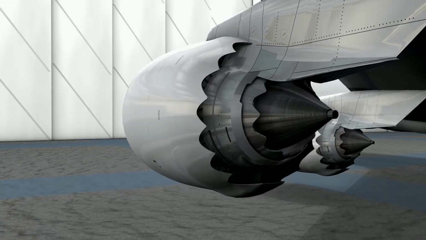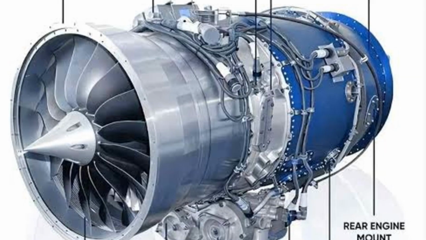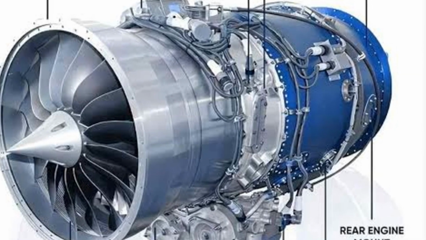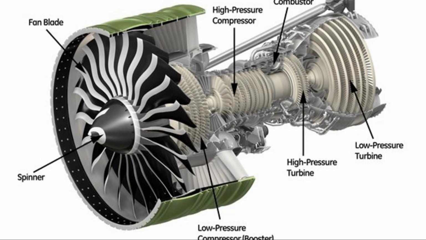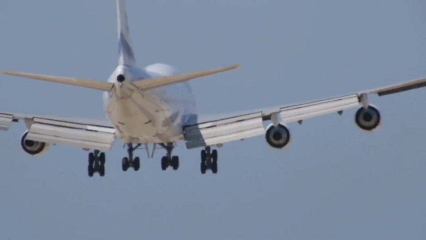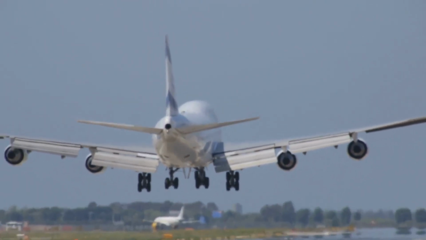4. Exhaust and thrust. The bypassed air and the hot exhaust from the core exit through the nozzle. This high-velocity expulsion of air creates a forward thrust, pushing the aircraft forward according to Newton's third law of motion.